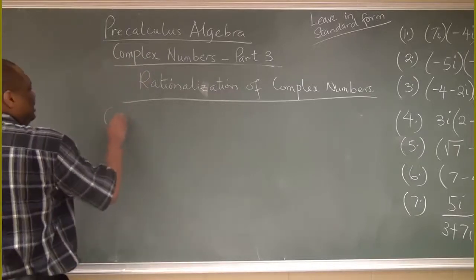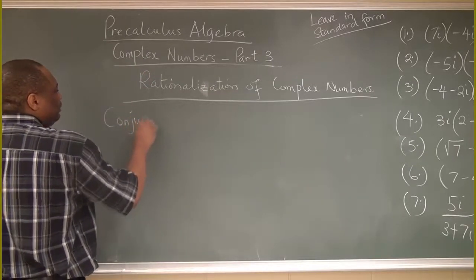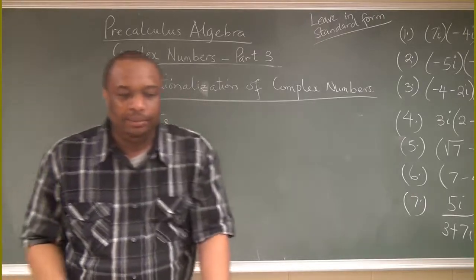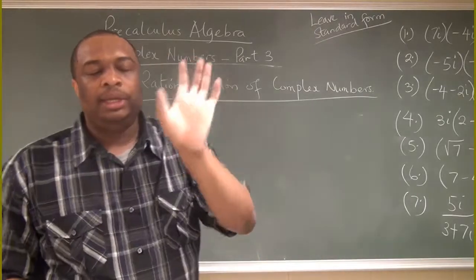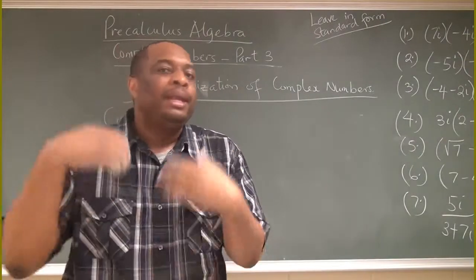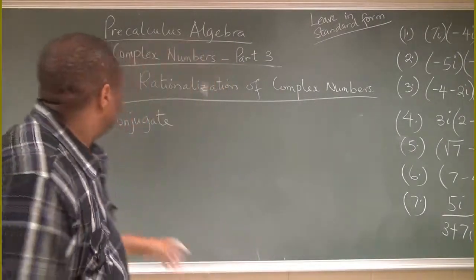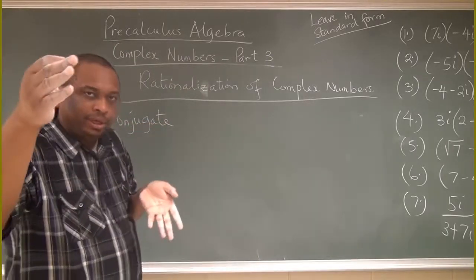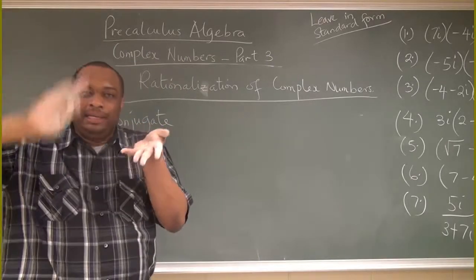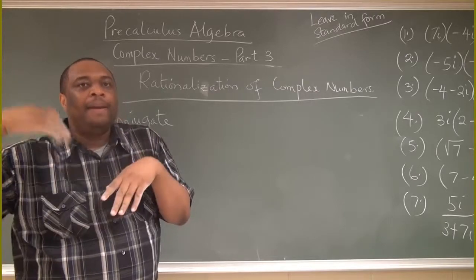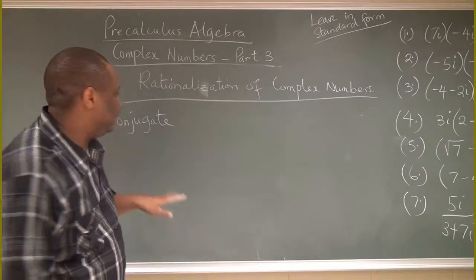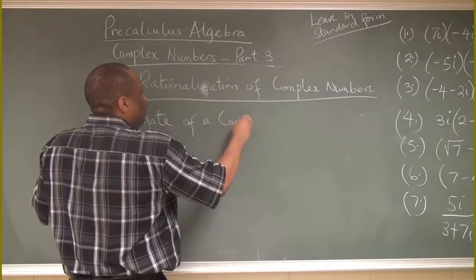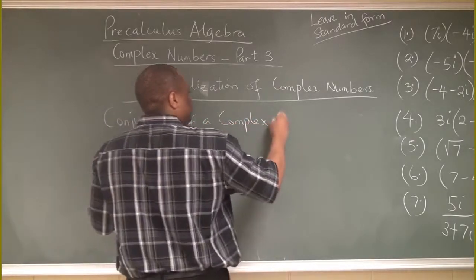So now, the next thing you ask me is, what is a conjugate? Remember, rationalization means making the denominator of the complex number a rational number. Now, how do you rationalize? By multiplying the numerator and the denominator of that complex number by the conjugate of the denominator. The conjugate of a complex number.